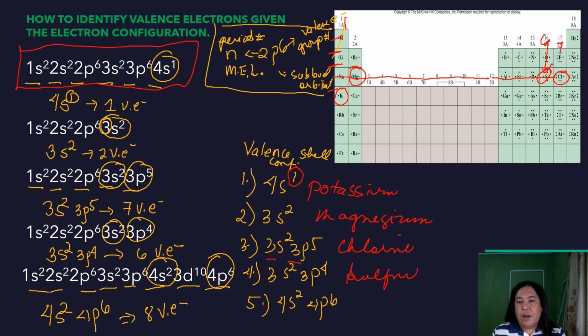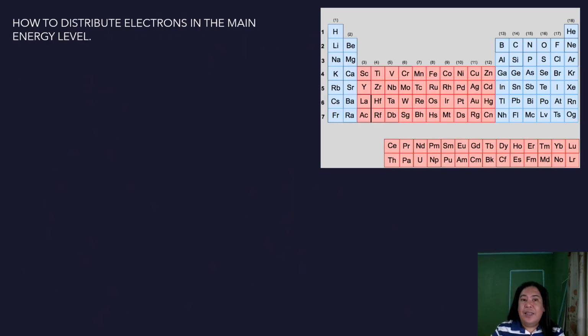Okay, and then in our last example, so nasa period 4, group 6 plus 2, that is 8. So ito yung 8. Okay, period 4, group 8, and that is for krypton. Okay, so that is how you identify valence electron using the electronic configuration of the atom. Okay. So next slide, how to distribute electrons in the main energy level.